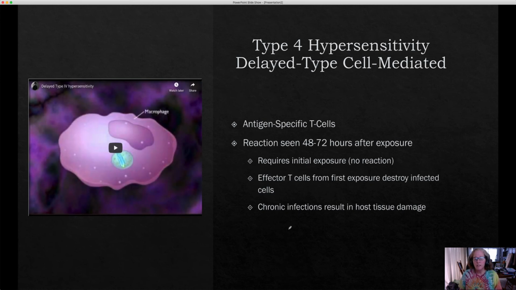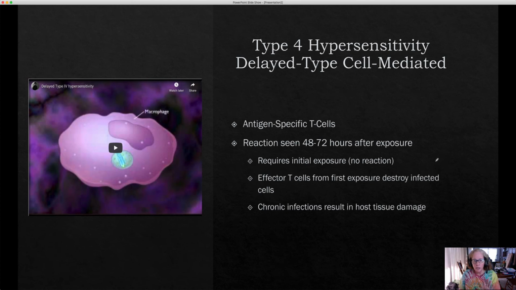Type 4 hypersensitivities are what we call delayed type cell mediated. These are a lot of times skin reactions, delayed skin reactions. The actual reaction itself is usually anywhere from 2 to 3, even up to 5 days after exposure, which makes it really hard to figure out what it is that somebody is allergic to.